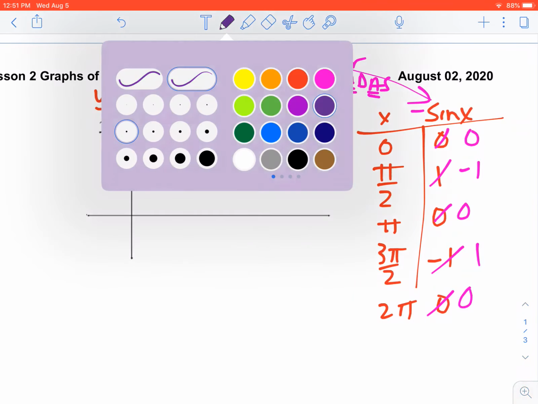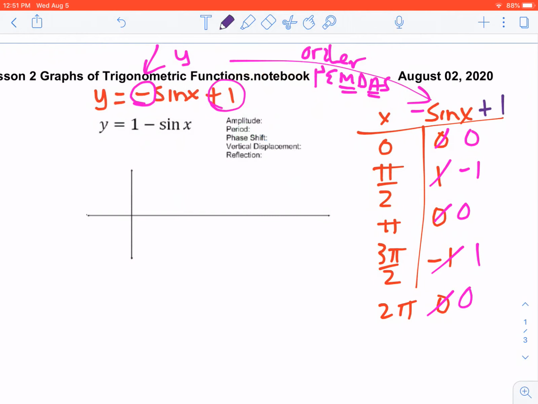And then I have to add the 1 separately, so now I'm going to add 1 to each of those values. And now we can graph.